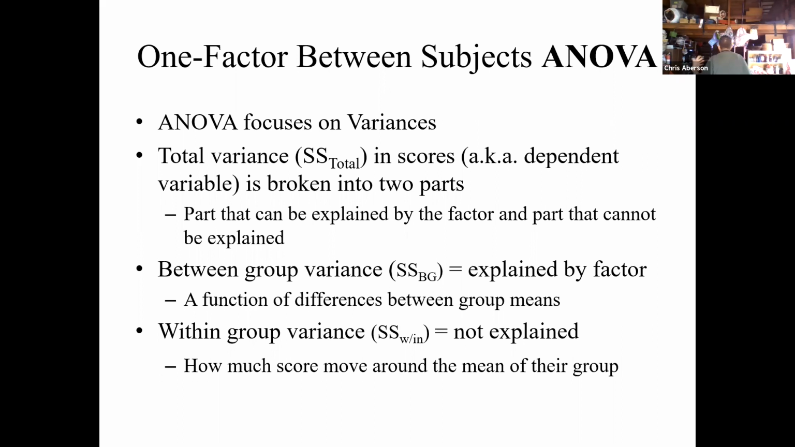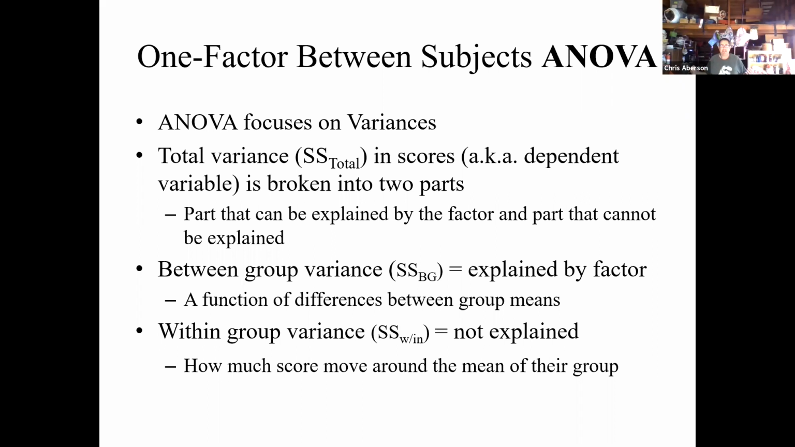ANOVA focuses on variances. And broadly, when we say variances, the core piece there are what we call sums of squares statistics. It may sound like I'm repeating myself because this is what we talked about with regression. ANOVA and regression, as we'll see, both focus on sums of squares. We're going to start with a total sums of squares. Again, I'm repeating myself because that's what we do with regression. And then we break it into what we can explain and what we can't explain, again, just like regression.